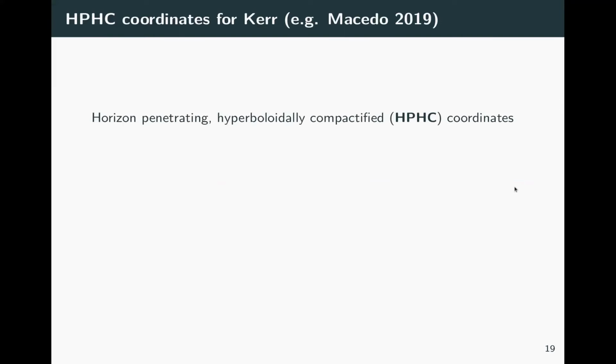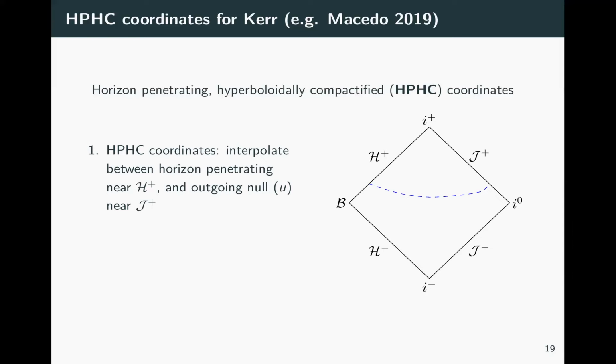What about hyperboloidal coordinates? I'm going to call these HPHC coordinates, horizon penetrating hyperboloidally compactified coordinates. We're going to describe what these mean. These are coordinates, again, in this causal diagram picture. I'm sure many people in this talk recognize this diagram. It's the hyperboloidal seminar series, but they go from H plus, the horizon, on constant time slices, to scri plus. So these are coordinates very well adapted to describing waves, because they span the whole space.